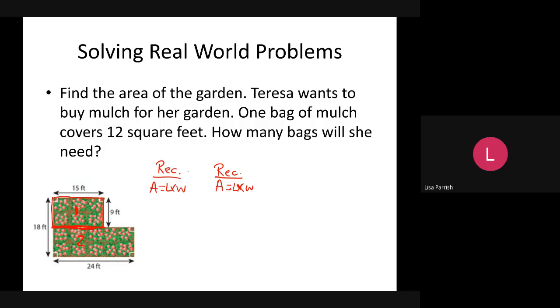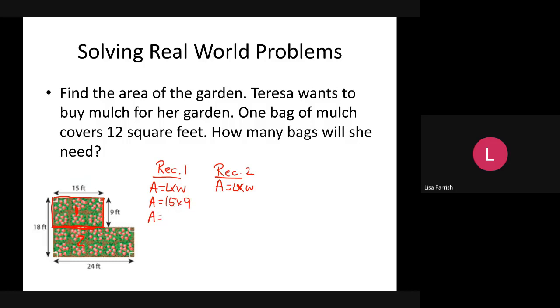All right, so we'll call this one rectangle 1, and this can be rectangle 2. You don't have to draw all those flowers and all that stuff in it. So for rectangle 1, again, if you want to take your hand and cover rectangle 2 so you can focus on the numbers you need for rectangle 1, I can see that my length is 15 and my width is 9. So for rectangle 1, I have 15 times 9.